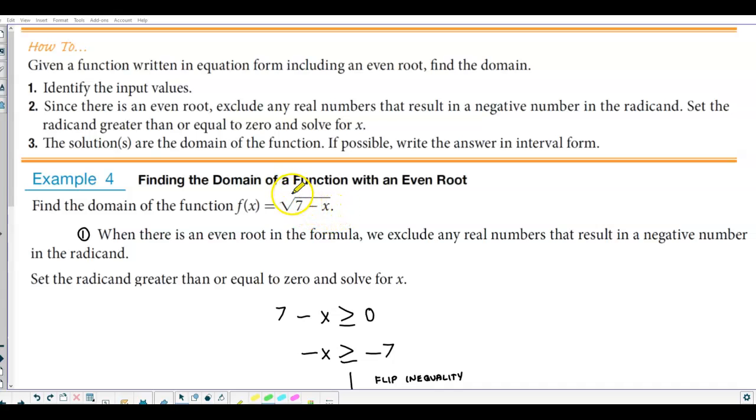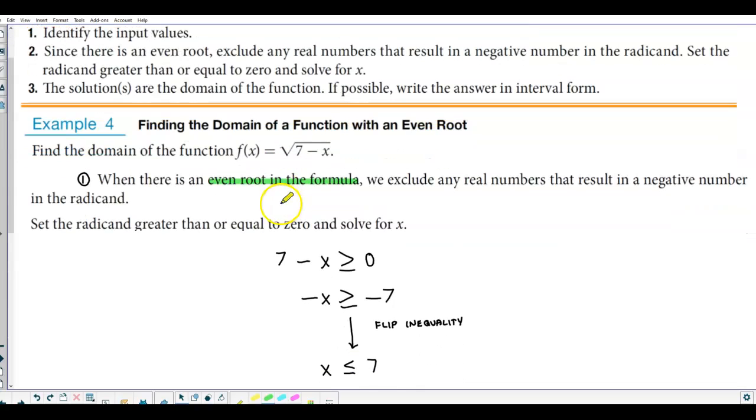So in the upper corner here, the index is even because it represents 2 as the square root of that. So when there is an even root in the formula, we exclude any real numbers that result in a negative number in the radicand. So we need to make sure that we're careful of that. Now, whenever that happens, we're going to set the radicand greater than or equal to 0 and then solve for x.